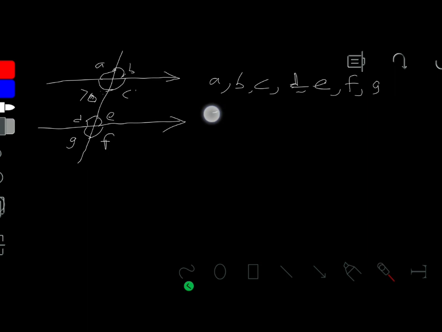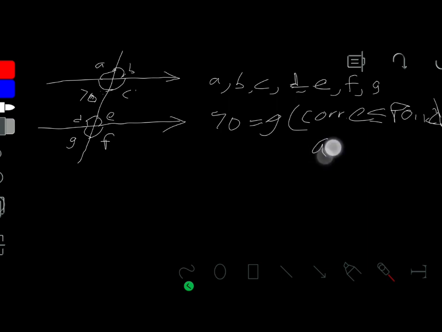If you observe closely, 70 corresponds to G. So G is equal to 70. Why? Because of what? Correspondence. Corresponding angles. Okay, this place is what? 70.